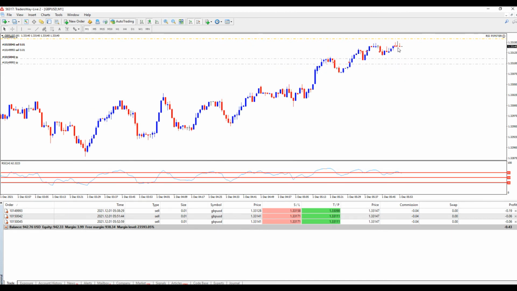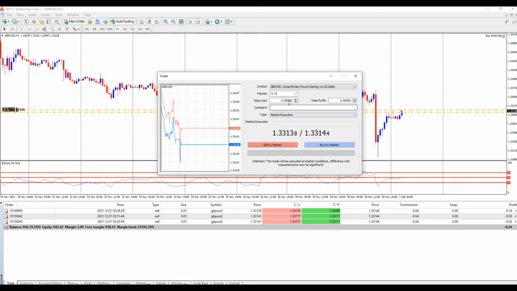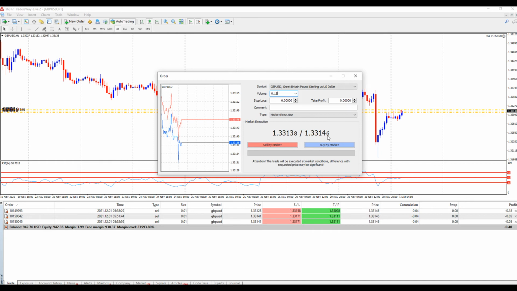All right, so we see the market is pulling back, but it is in an uptrend. So if the market pulls back, we can just about speculate that it's going higher. So let's go ahead and place a buy order. We'll place a buy order here, and we will let this get down just a little bit.